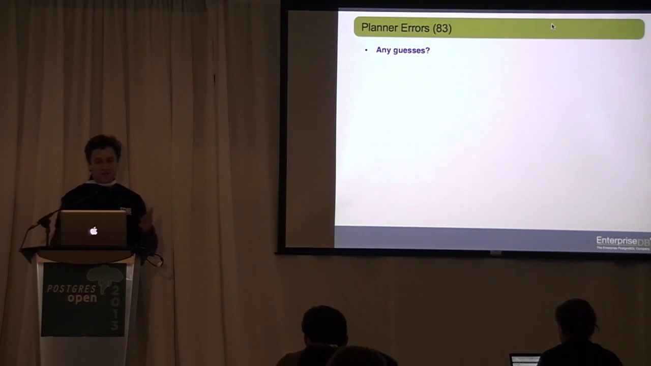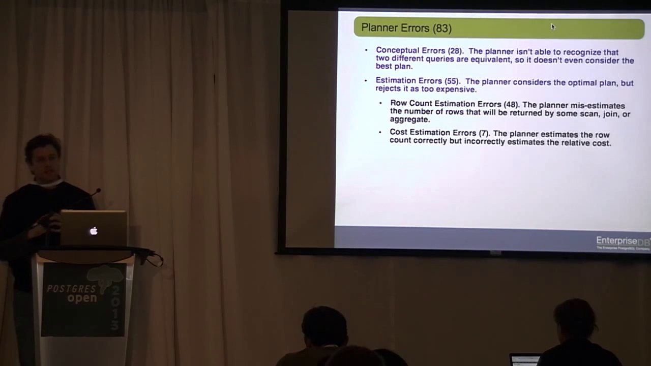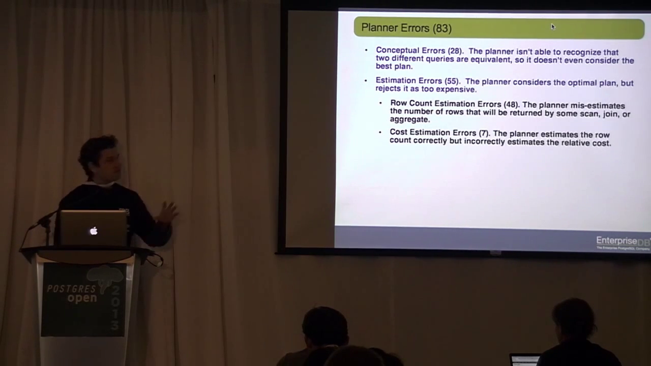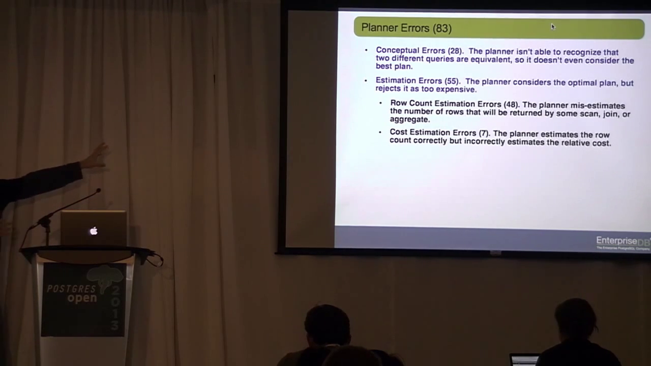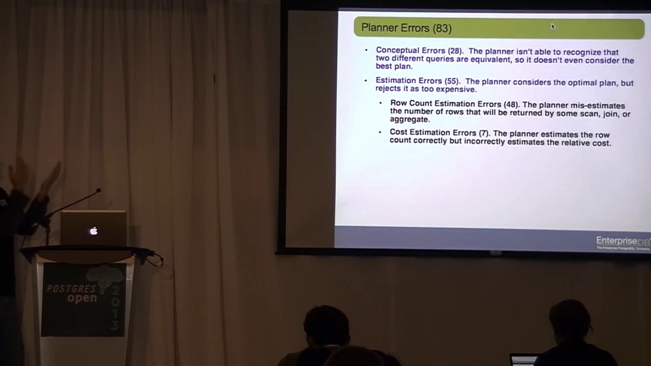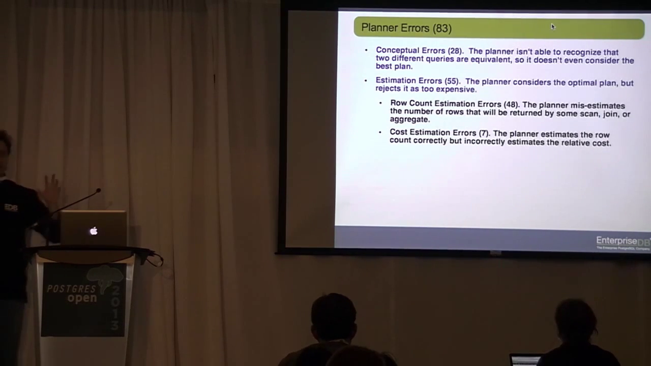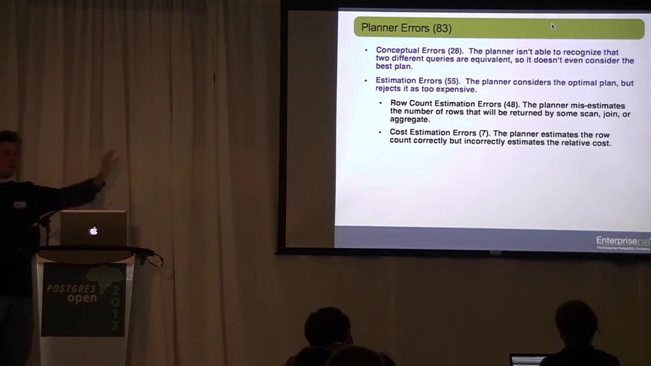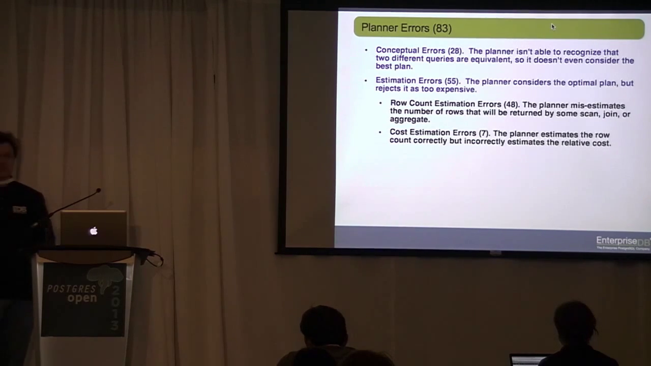All right, so here we go. I tried to break these down a little bit. I divided these into a couple of subcategories. The first category was conceptual errors. What I mean by this is the planner doesn't recognize that 2 different queries are in fact equivalent, so it doesn't even consider the best plan. You can write the SQL this way and the planner will consider this set of plans, or you can write SQL that's guaranteed to mean the same thing in some other way, and the planner will generate a different set of plans.